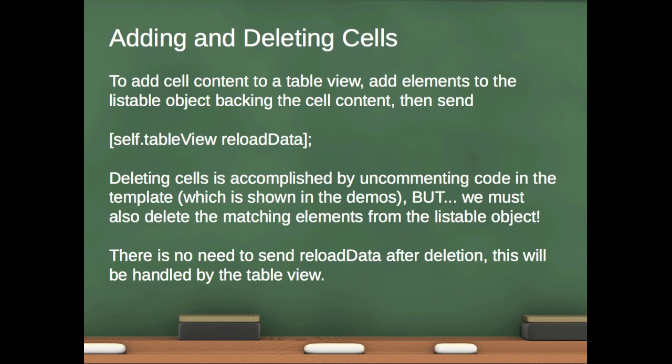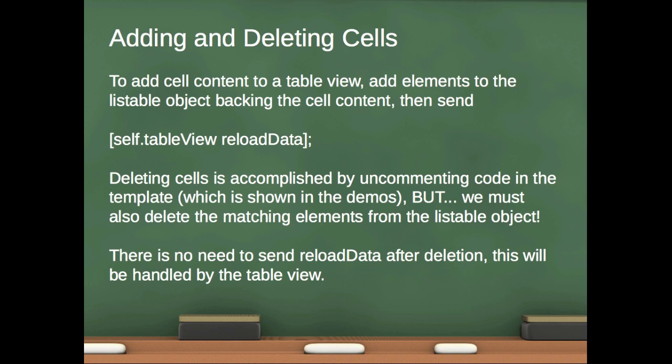We can add and delete cell content dynamically to a table view. So the idea here is, if we're going to add content to a table view, we need to add elements to the listable object that backs the cells and then send reloadData to the table view. And that's usually all we have to do. But deleting is a little bit different.